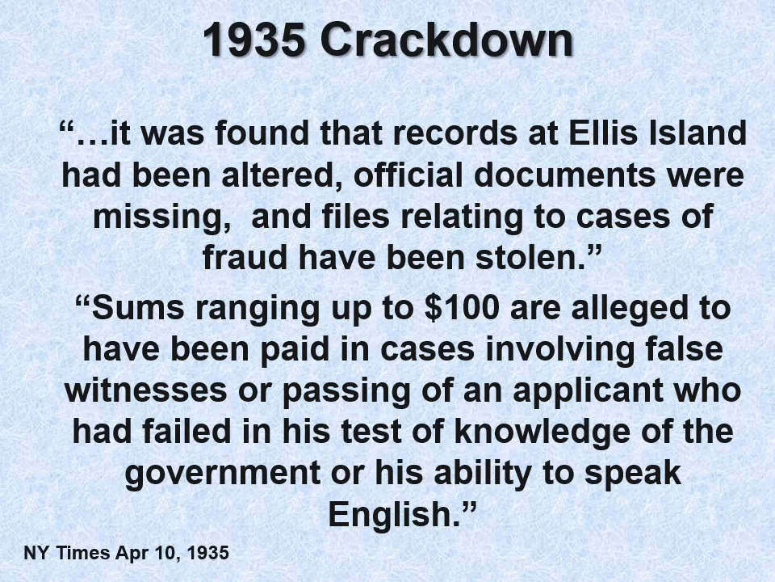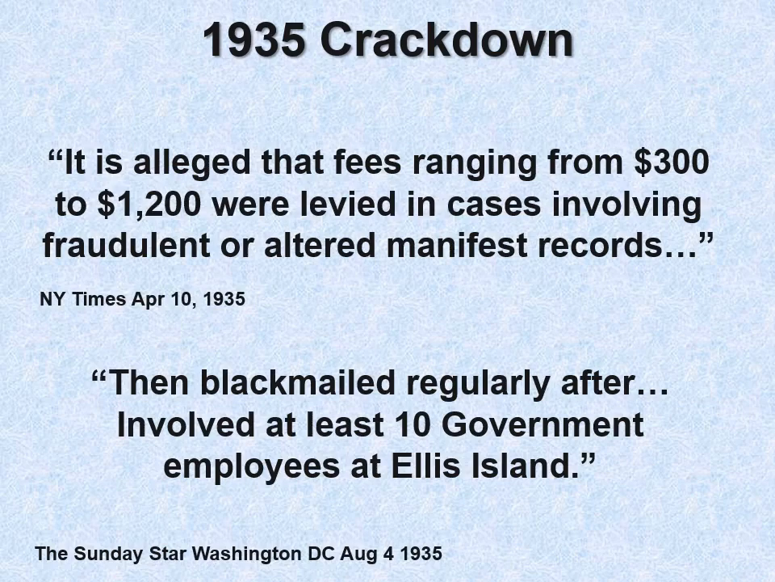Now, a much more technical fraud was cracked down in 1935. It was found that records at Ellis Island had been altered. Official documents were missing and files relating to cases of fraud had been stolen. Sums ranging up to $100 are alleged to have been paid in cases involving false witnesses or passing of an applicant who had failed in his test of knowledge of the government or his ability to speak English. It is alleged that fees ranging from $300 to $1,200 were levied in cases involving fraudulent or altered manifest records.